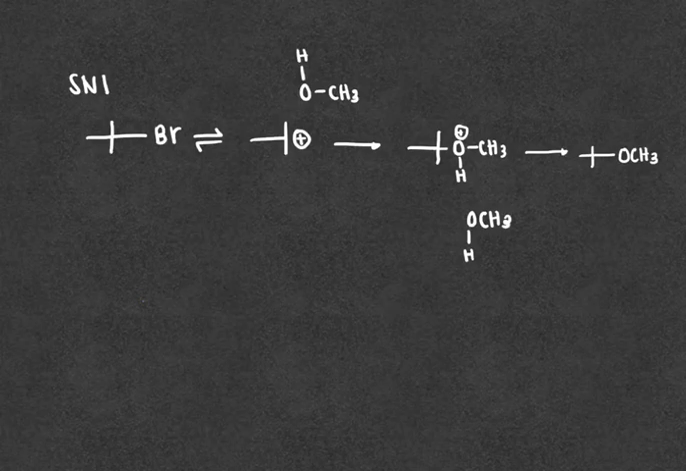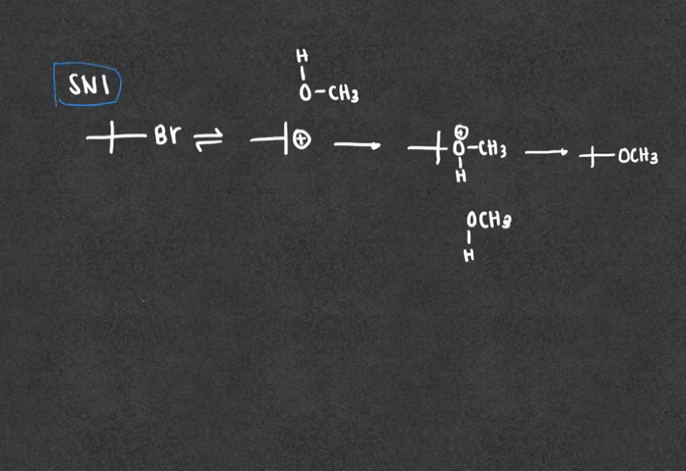Today we're going to be talking about the SN1 and E1 reactions. Let's start with SN1. This reaction occurs between an alkyl halide and a nucleophile. It's important for the alkyl halide to be tertiary because this mechanism involves a carbocation intermediate, and a tertiary alkyl halide allows the most stable carbocation to form.